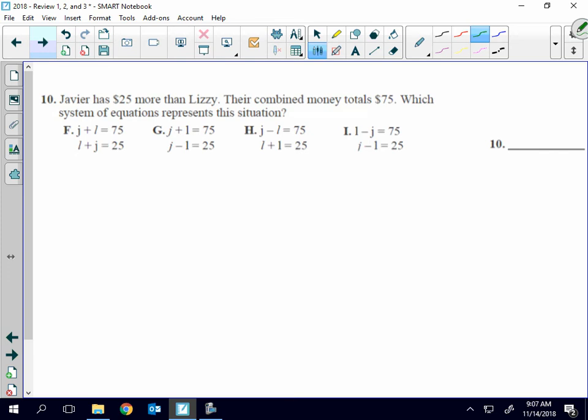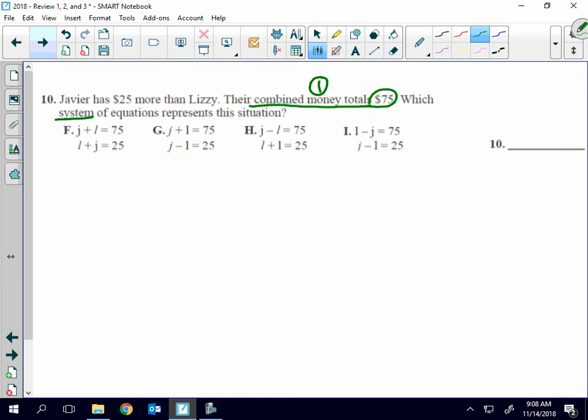Javier has $25 more than Lizzie. Their combined money totals $75. Combined money, that one should be easy to figure out. Which system of equations represents the situation? Remember, system just means two equations. So one equation I can write is right here. Their combined money totals 75.